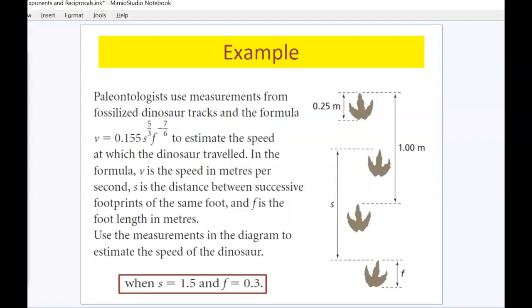Okay, let's take a look at an application here. Now, sometimes we need to use our calculator to evaluate some of these negative exponents, because in the real world, some of our measurements don't work out to be perfect fourths or perfect cubes. So we have technology to help us with this.